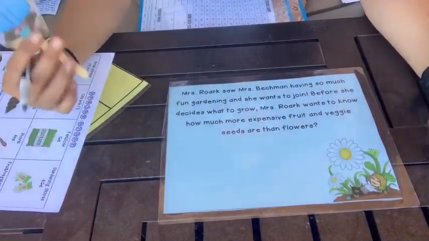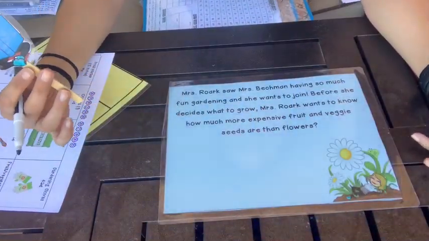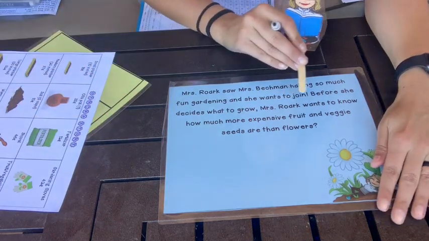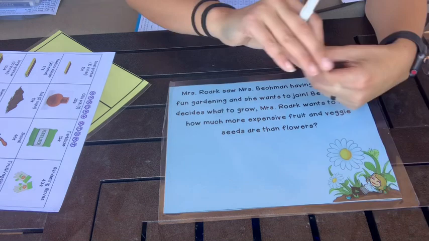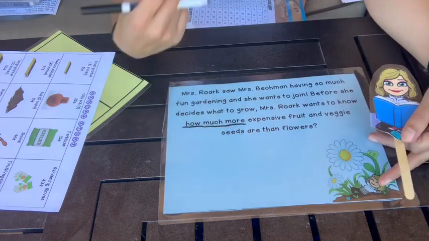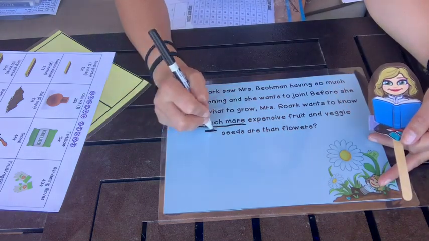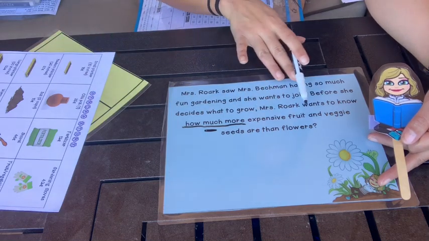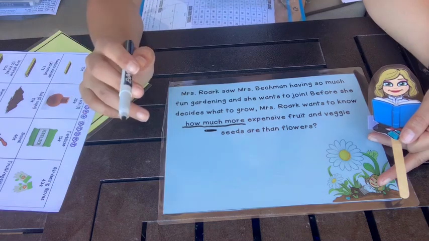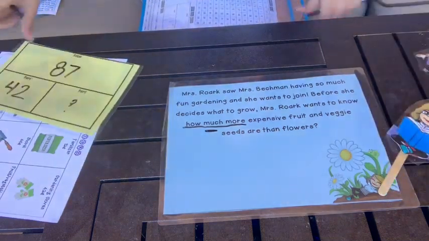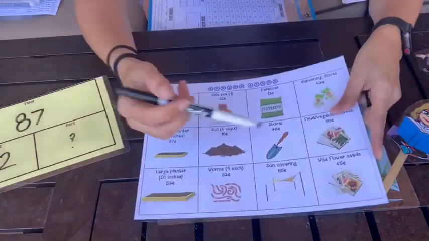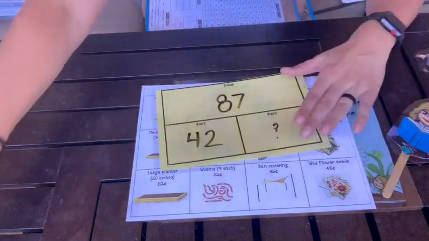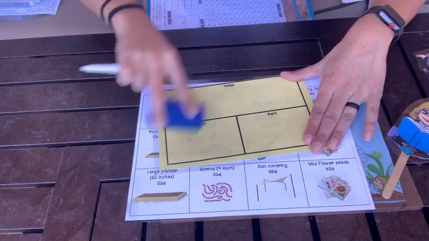Now, Miss Rorick saw Miss Beckman having so much fun gardening, and she wants to join. Before she decides what to grow, Mrs. Rorick wants to know how much more, and those are keywords, how much more and how many more, that tell us we're going to be subtracting, because this is a comparing problem. How much more expensive are fruit and veggie seeds than the flower seeds? So we know the price of both of them, 68 and 45, but we don't know how much more expensive those fruit and veggies are.